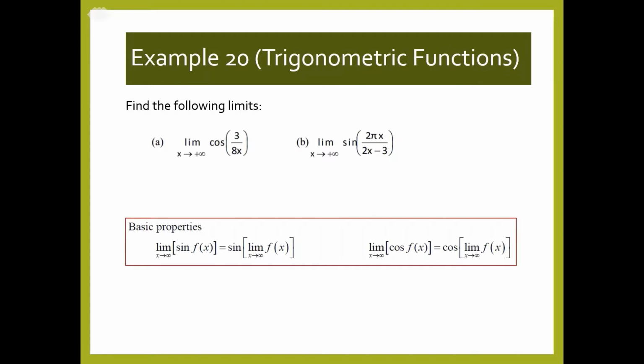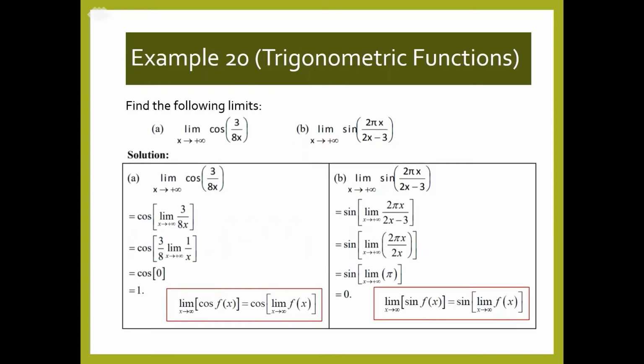Example 20 is on trigonometric functions. To solve the limit, you may bring the trigonometric function such as sine or cos outside the limit and solve as usual. For a, by putting the cos and the constant outside the limit, you only need to find the limit of 1 over x. Replace x with positive infinity, the answer is equal to 0. As cos 0 equals 1, the final answer is 1.